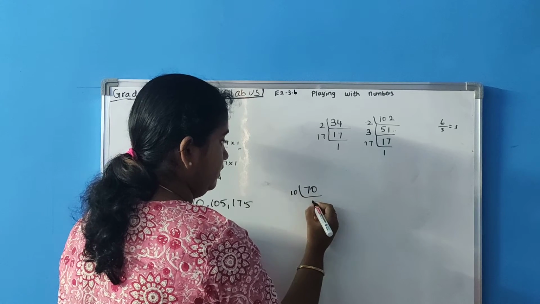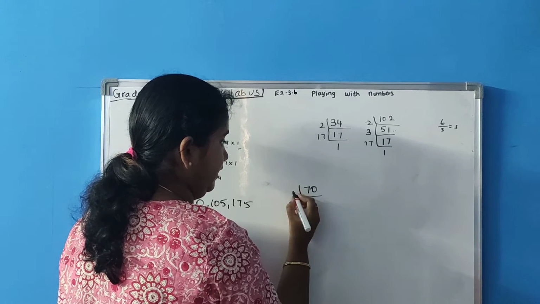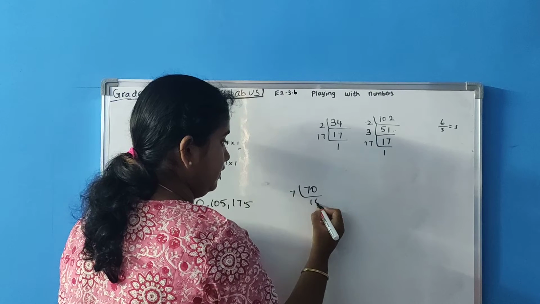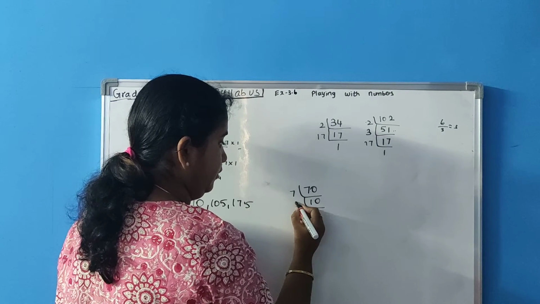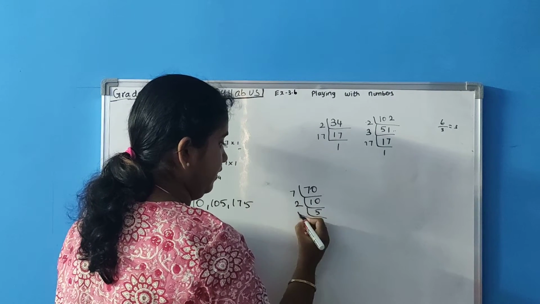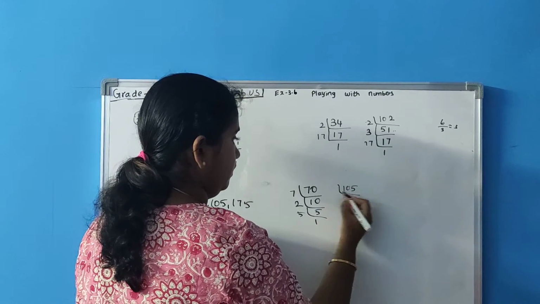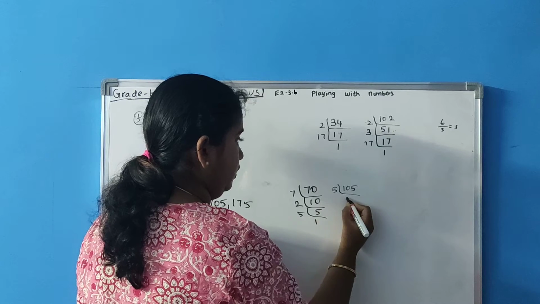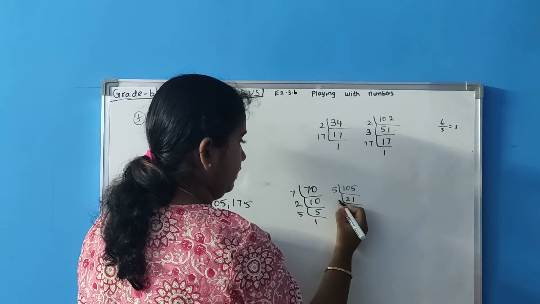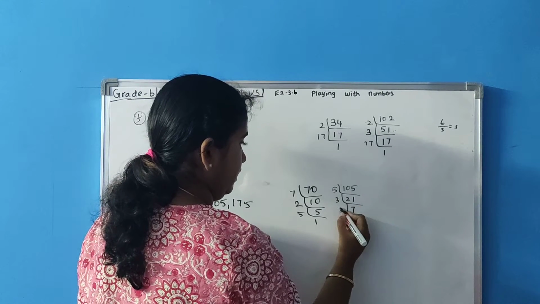7 table. 1 7s are 7, 0. Then 2 table, 5 2s are 10. Then 5, 1. That is 70. Now 105. 5 table, 2 5s are 10, 1 5s are 5. 3 table, 7 3s are 21. Then 7, 1.